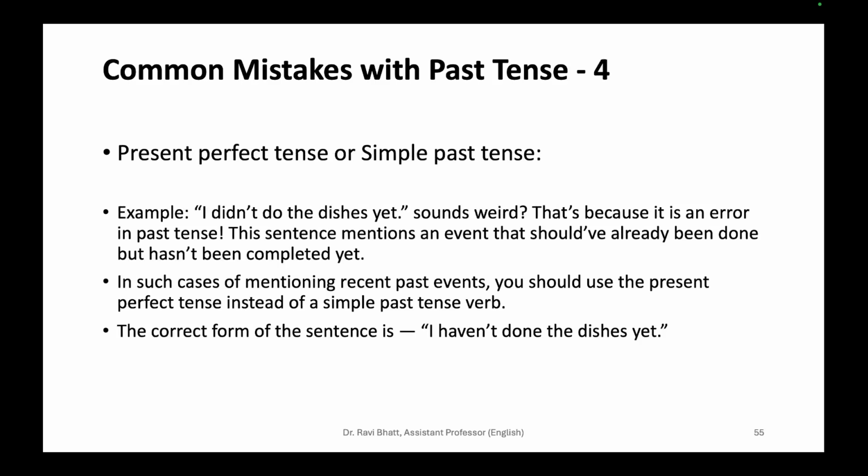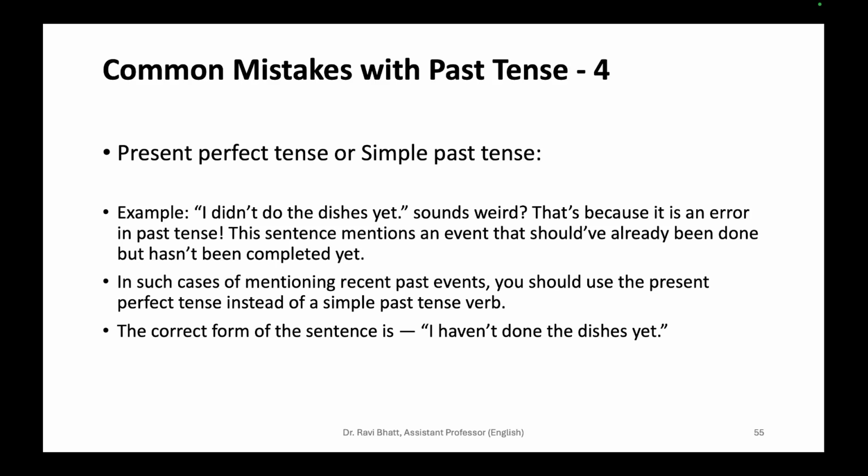Now, present perfect tense or simple past tense, which one to use? For example, the sentence says, I didn't do the dishes yet. Now, it might sound weird. That's because it is an error in past tense. Now, this sentence mentions an event that should have already been done but hasn't been completed yet. In such cases of mentioning recent past events, you should use the present perfect tense instead of simple past tense.